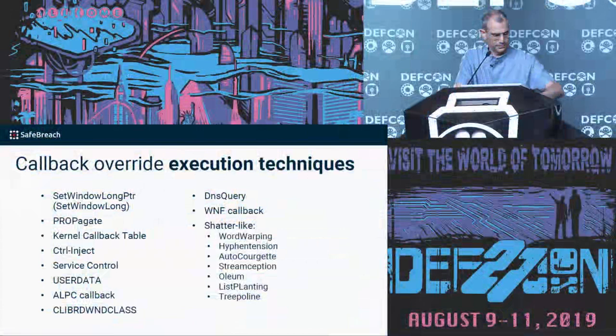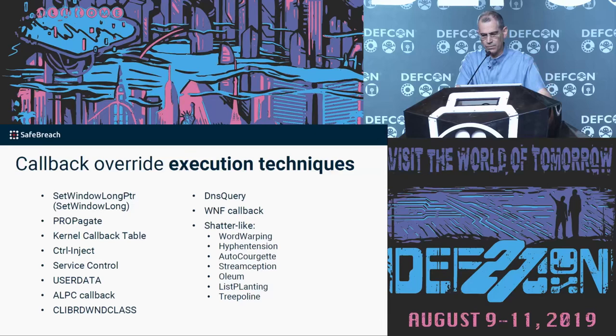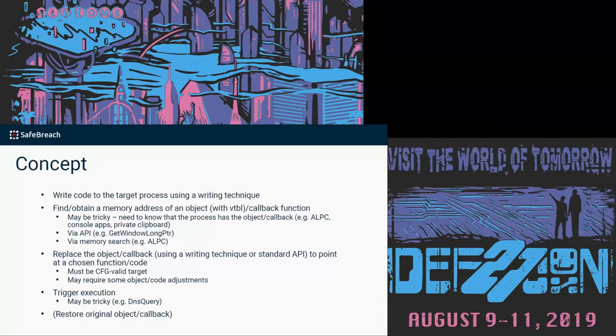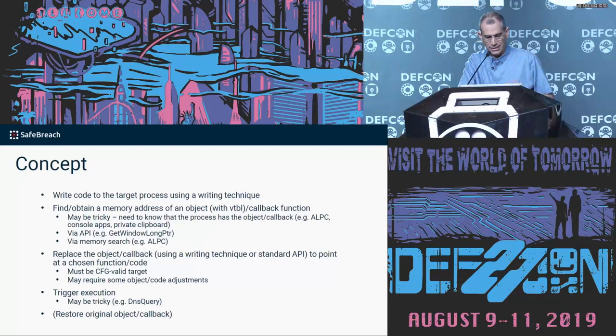There's a bunch of callback override execution techniques that operate under the same concept. We have things from SetWindowLongPtr, to Shuttle-like techniques through ALPC, ConsoleInject, etc. The idea is that we write some code into the target process using any writing technique, then find or obtain a memory object with a virtual table, or a callback table. This may be tricky because not all processes have all objects like ALPC, or sometimes some objects only exist in console applications. Some objects only exist if the application has a private clipboard.